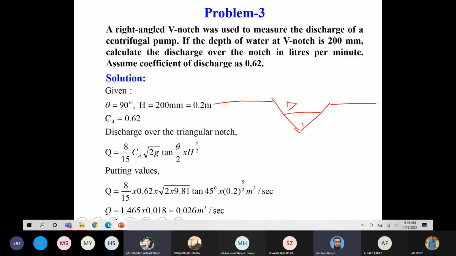ये एंगल 90 होना चाहिए. ये 90 है. ओके, ठीक है. राइट एंगल V notch, V ओके बन रहा है. सर, V के दरमियान एंगल 90 है. ओके सर.